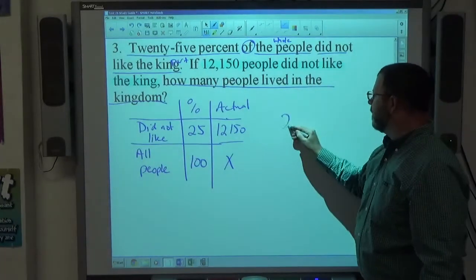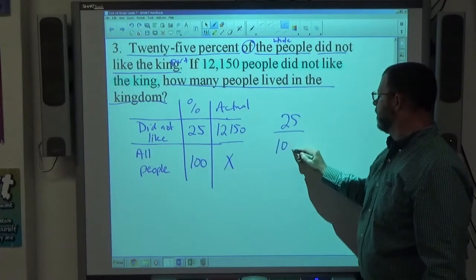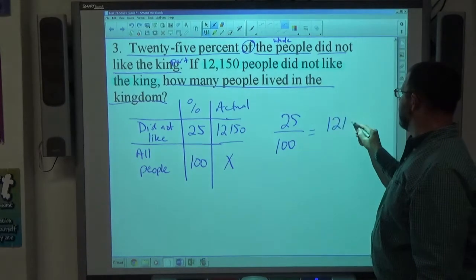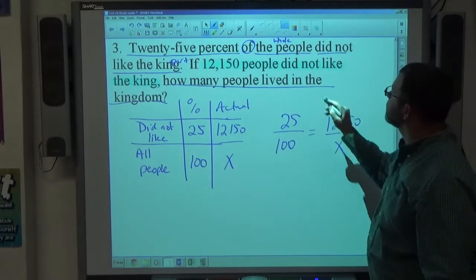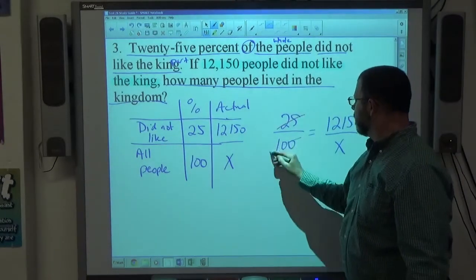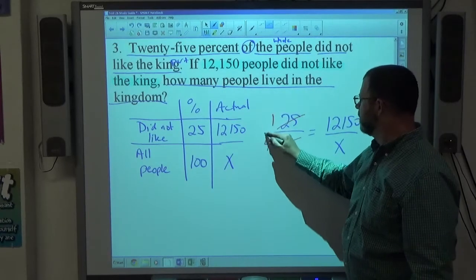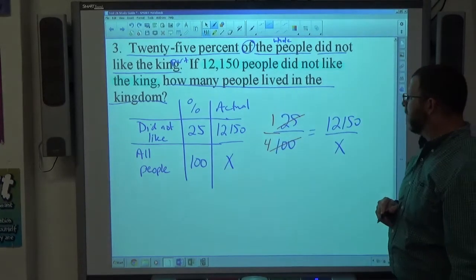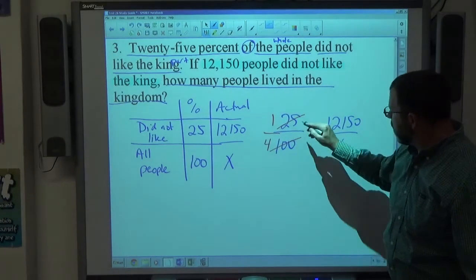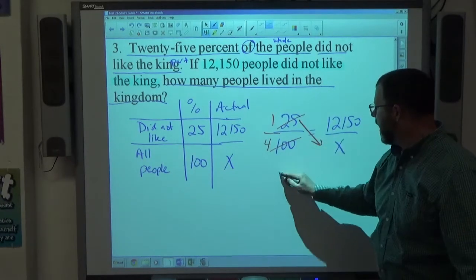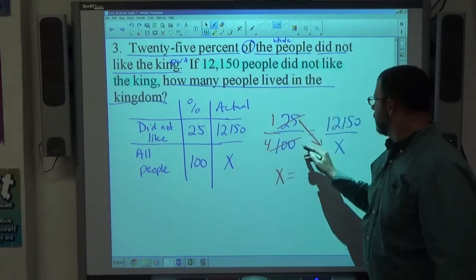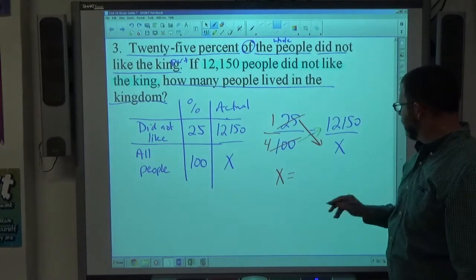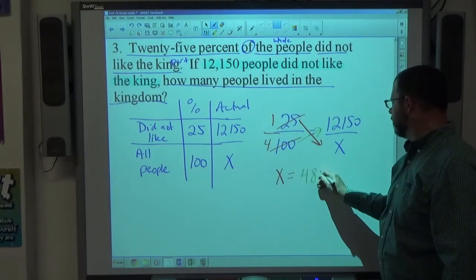That gets me 25 over 100 equals 12,150 over x. We can see that 25/100 reduces to 1/4. I recommend reducing if possible. It makes it easier. So if I cross multiply now, this product 1x is equal to this product 4 times 12,150 is 48,600.